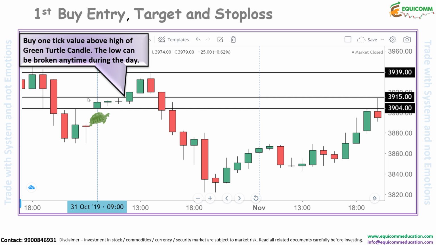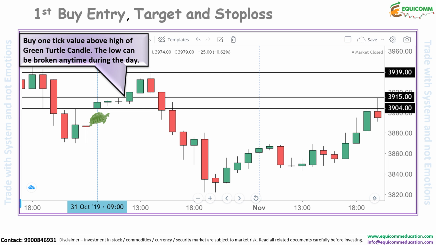Now, what is the condition? The high can be broken anytime during a day, right? The first time the high is broken, buy. That's the buy condition. It can be broken anytime, but remember, after 10 o'clock on a given day, we don't take any trade. Remember this thumb rule, right?